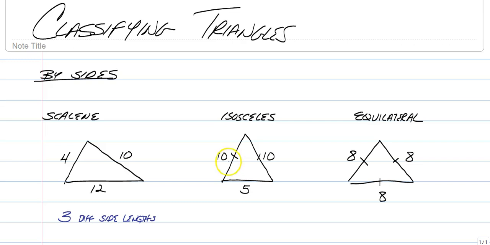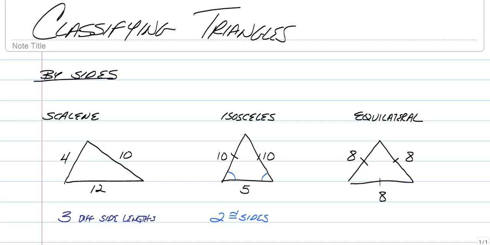Isosceles, as you can see, has two congruent side lengths. So it has two congruent sides. That's how we know it's an isosceles triangle. Now, there is something special that happens in an isosceles triangle: if you have two congruent sides, you will have two congruent angles as well.